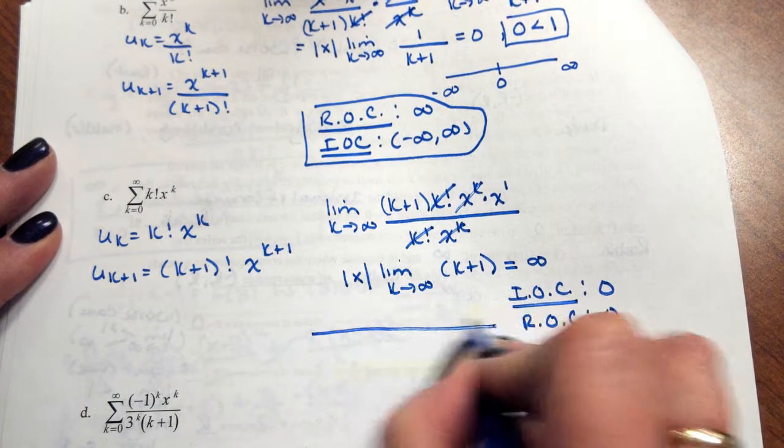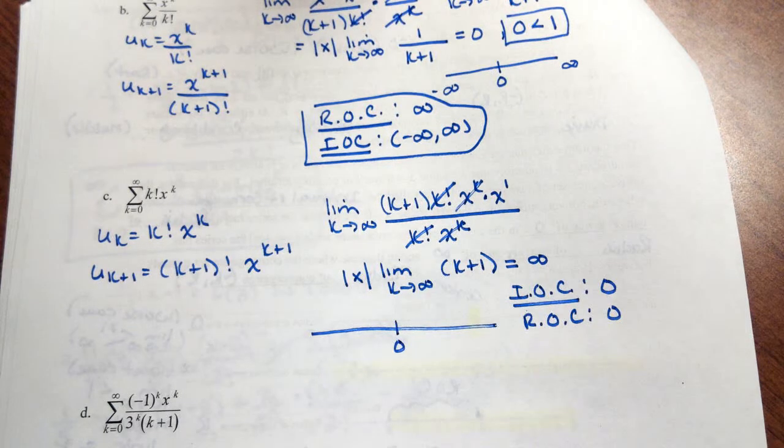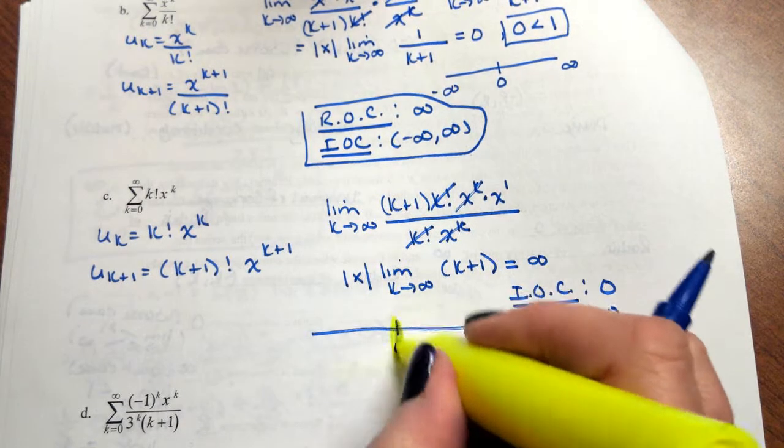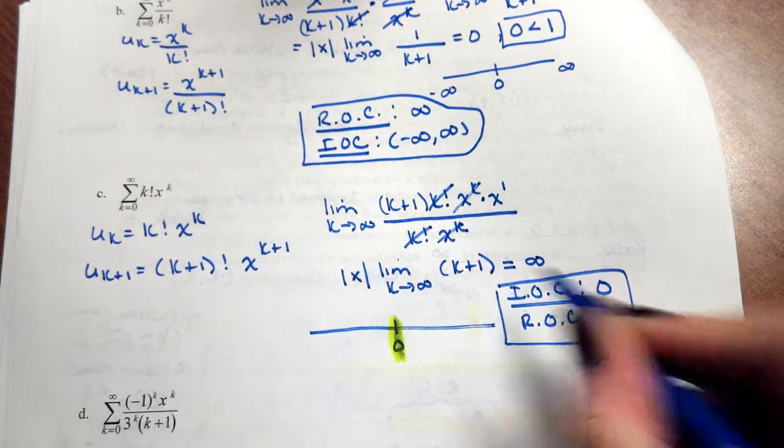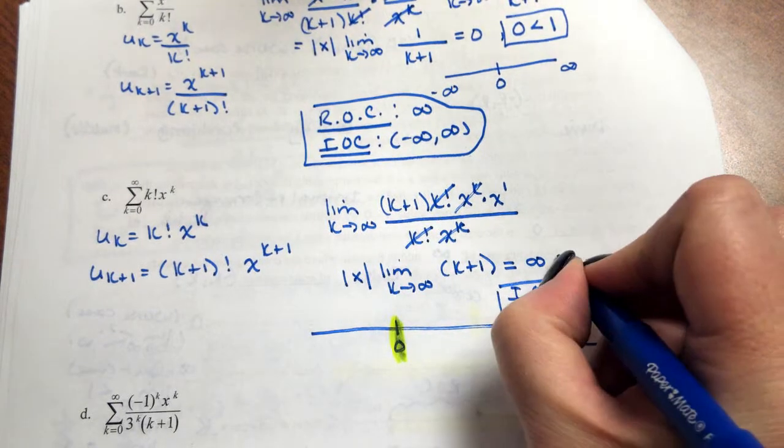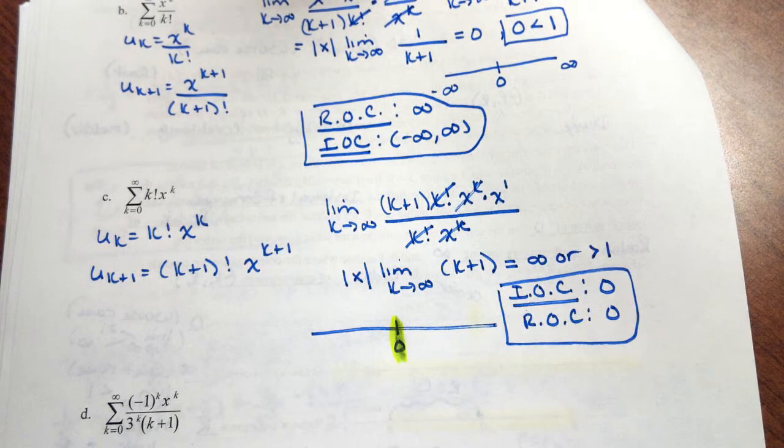So again, what's happening on the number line, we have my center at 0. The only place that this is converging is at the center. So that's how you know that you're going to have an interval of convergence or radius of convergence of 0. Again, if this is infinity or greater than 1 when you do that limit.